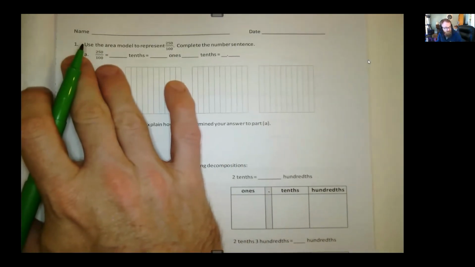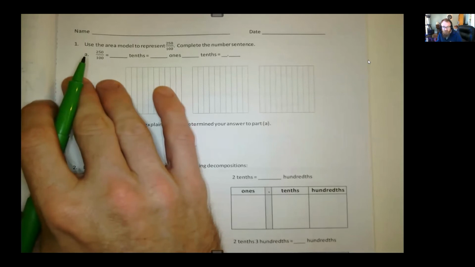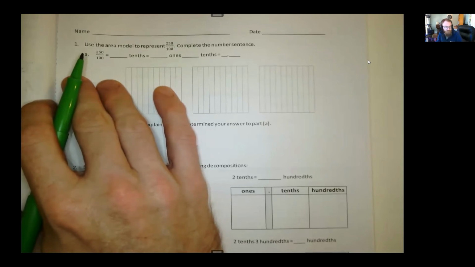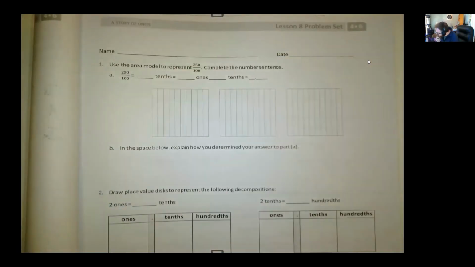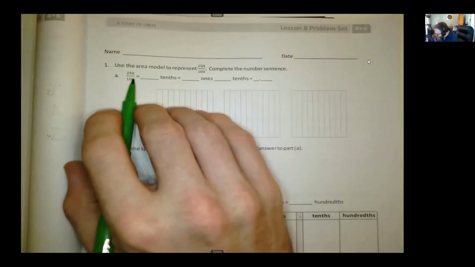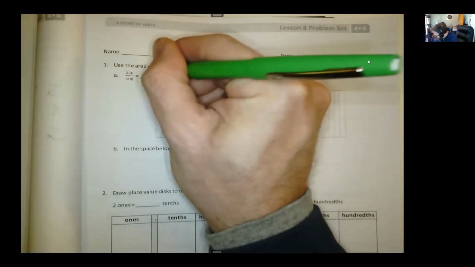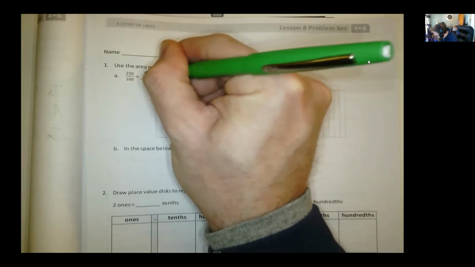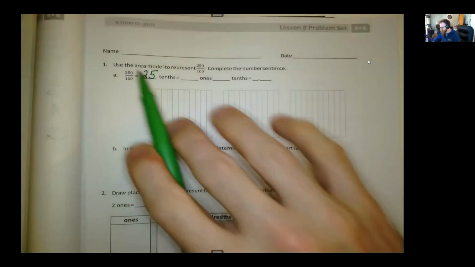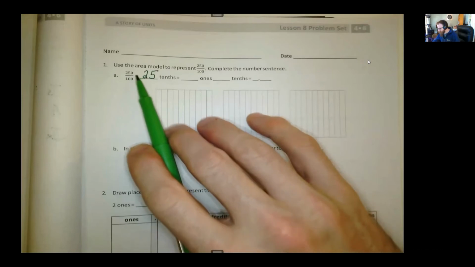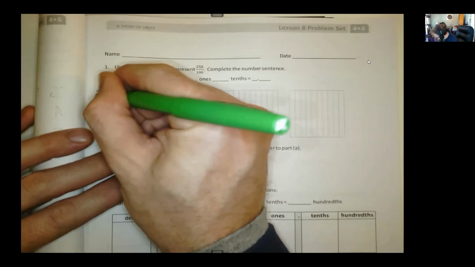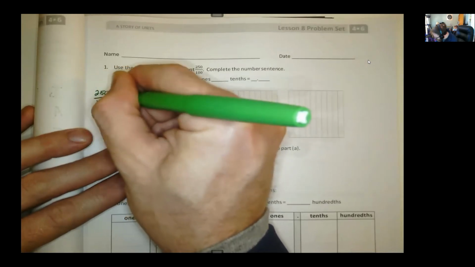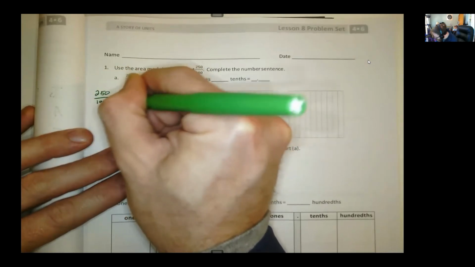So please make sure you're paying attention. 25 hundredths is how we say this fraction for number 1A. How many tenths is that? I'm sorry, 250 hundredths. How many tenths is that? 250 hundredths is equivalent to 25 tenths. 250 hundredths and 25 tenths are equivalent fractions. They're the same.